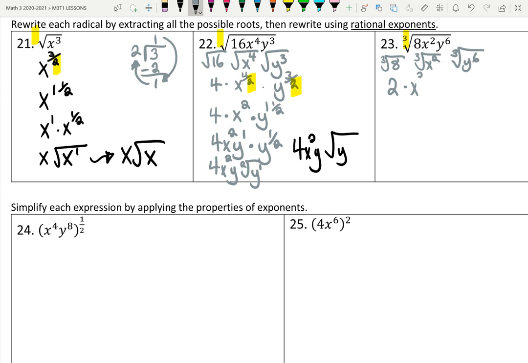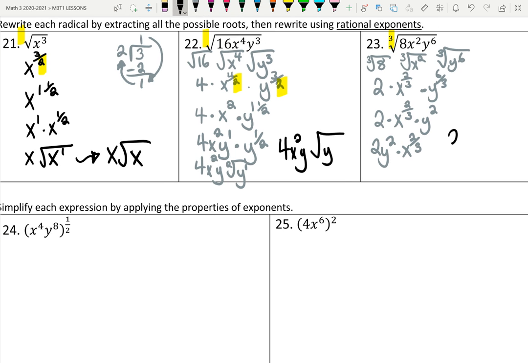Times x to the 2/3 times y to the 6/3. Well, I'm going to keep on going. It's going to be 2 times, well, x to the 2/3 can't be split up, and then it's going to be times y squared. So when I'm rewriting it, I'm going to put my whole exponents over here times my radical, and then let's go ahead and change form. 2y squared, it's going to be the cube root of x squared.